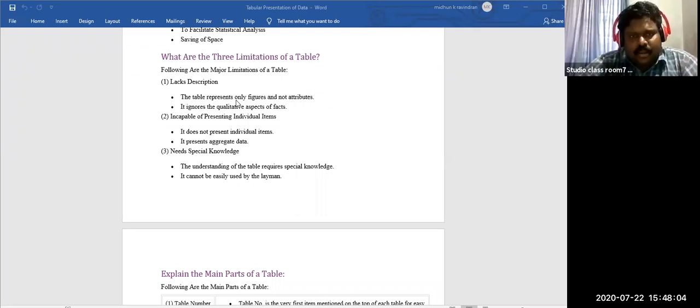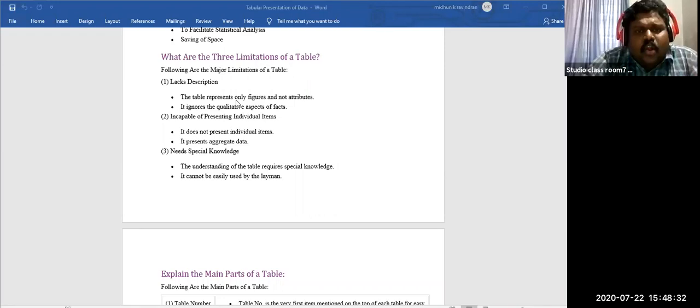It ignores the qualitative aspect of facts. For example, when discussing literate people in one locality and illiterate people in another, we can only see the numbers, not why they are illiterate or why the people were able to get educated. Such information may not be there in a tabular presentation. That's a drawback. We are unable to find the individual or qualitative aspects of facts.